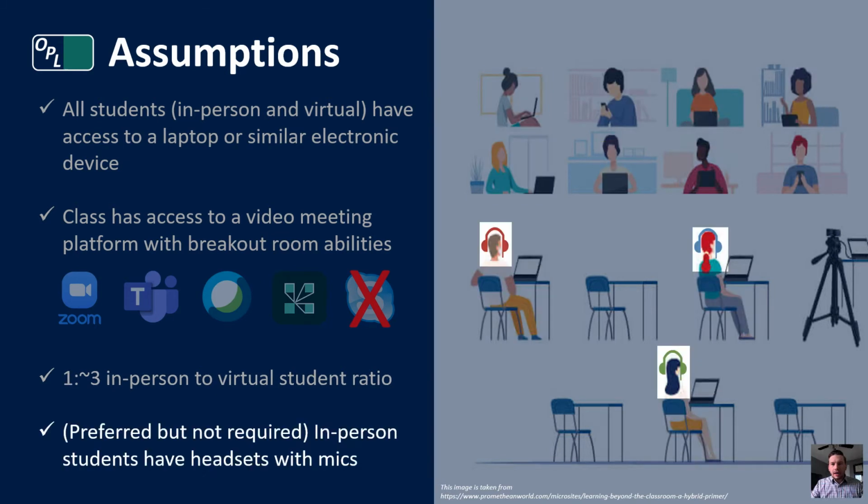But this is ideally going to work when you have roughly 3 virtual students for every one person in person. And lastly, this is not required, but it would be preferred, that the students who are in person have headsets that also have microphones. The reason for that is simple. When students are working in breakout rooms, you want them to all be able to have open discussions, but if the students in person don't have headsets with microphones, they would not be able to participate in that discussion. If they just had their laptops on, you would have 8 different conversations taking place, and it might be hard for students to hear their specific conversation.